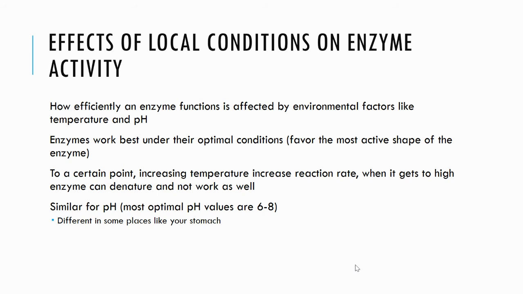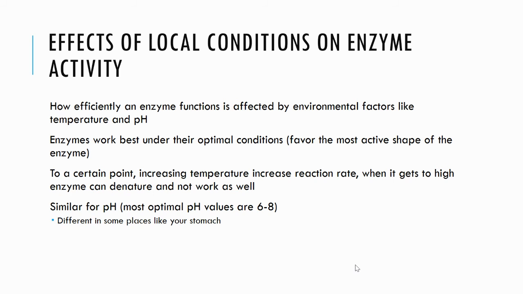How efficiently an enzyme can function is affected by environmental factors like temperature and pH. Each enzyme will have its own optimal condition where it will work the best. For example, our body temperatures are around 37 degrees C, so most of the enzymes in the human body have an optimal temperature of around 37. To a certain point, increasing temperature does increase the reaction rate, but then it will swiftly drop off, because when it gets too high, the enzyme can denature, or start to lose its 3D shape, and it will not be able to work as well.